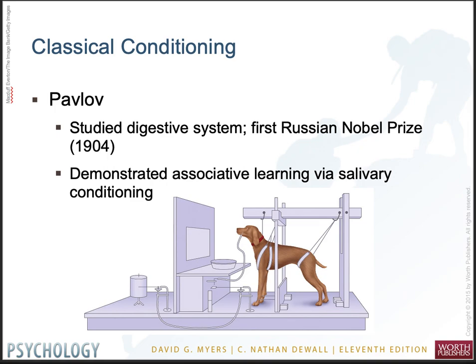Pavlov had this device for recording salivation. He had a tube in the dog's cheek that collected saliva, which was measured in a cylinder outside the chamber. Pavlov wondered, if a sight or sound regularly signaled the arrival of food, would the dog learn this link? And if so, would it begin salivating in anticipation of the food?